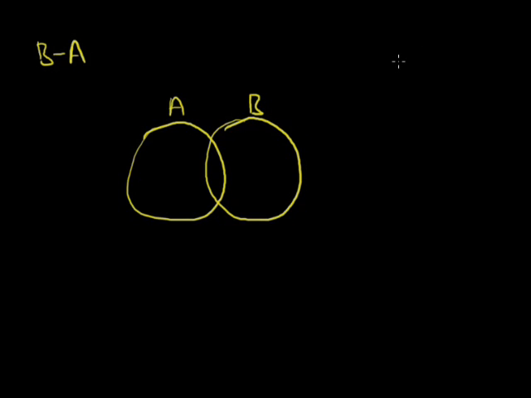Suppose if we do 3 minus 2, it is 1. But if we do 2 minus 3, then it is minus 1. So this is the difference. 3 minus 2 means subtracting 2 from 3, and 2 minus 3 means subtracting 3 from 2. So there is a difference between 3 minus 2 and 2 minus 3. Similarly, there is a difference between A minus B and B minus A.